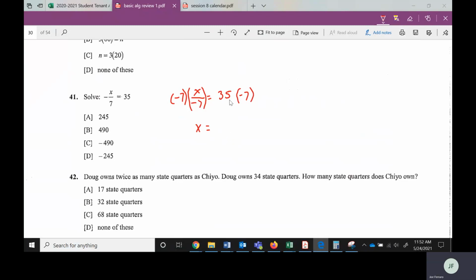Okay. Now on this side, we just multiply. Go ahead and use a calculator, but remember you have a negative here, so your positive times a negative, your answer will for sure be negative. And 35 times 7 is 245. So our answer is letter D.